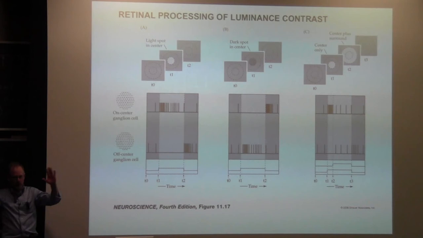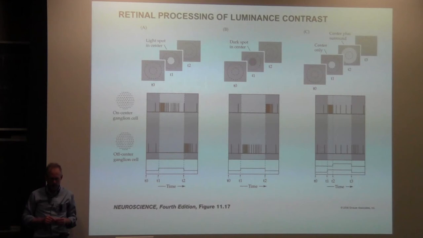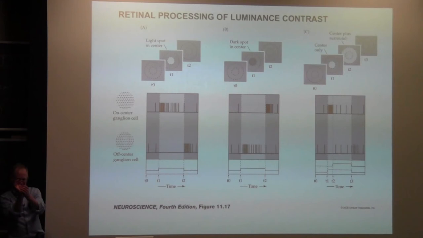So things are different by the time you get to retinal ganglion cells. Their receptive field structure is an antagonistic center surround structure. That is, a given cell may respond to light at the center of its receptive field, but then it's actually suppressed by light, that is, it prefers dark, in a surrounding ring. So that would be an on-center retinal ganglion cell.